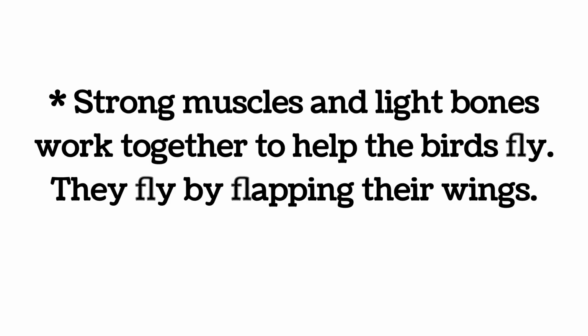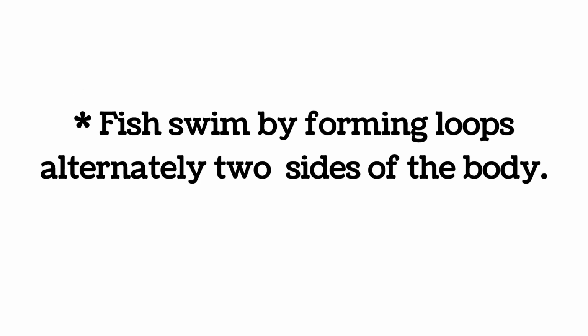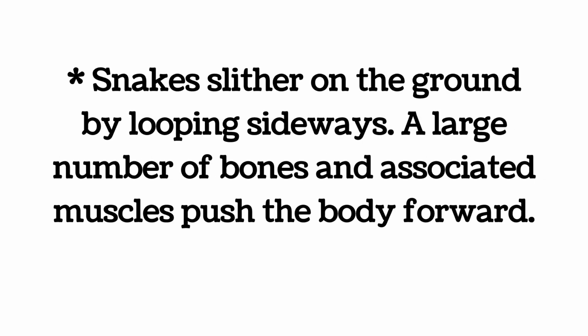Strong muscles and light bones work together to help the birds fly. They fly by flapping their wings. Fish swim by forming loops alternately on two sides of the body. Snakes slither on the ground by looping sideways. A large number of bones and associated muscles push the body forward.